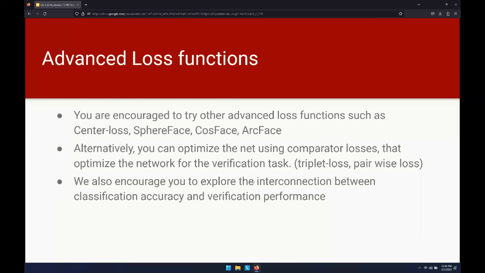And yeah, I think that's all for the verification and classification task. We'll now open the floor to any questions that you may have.